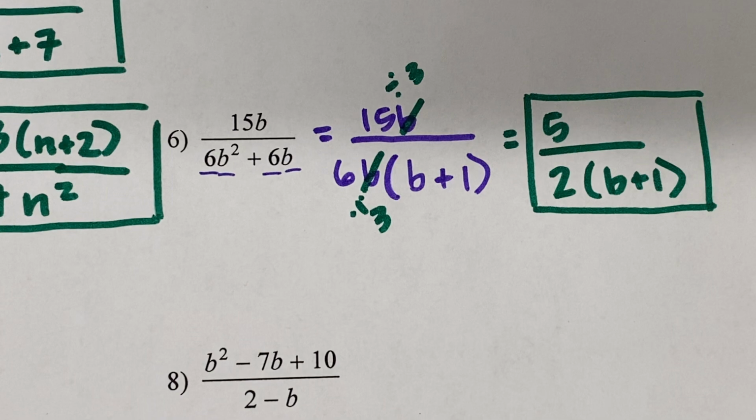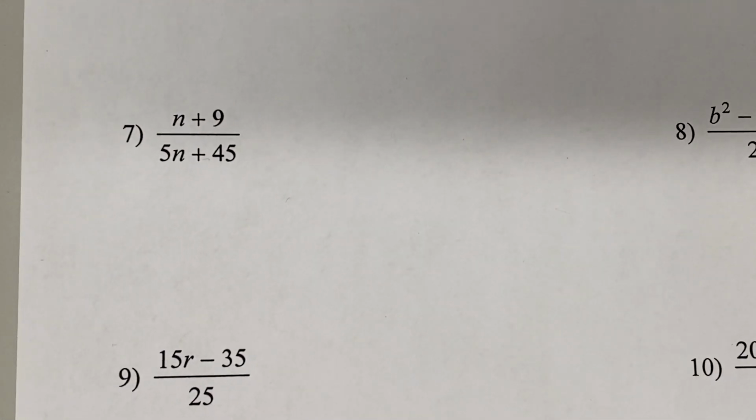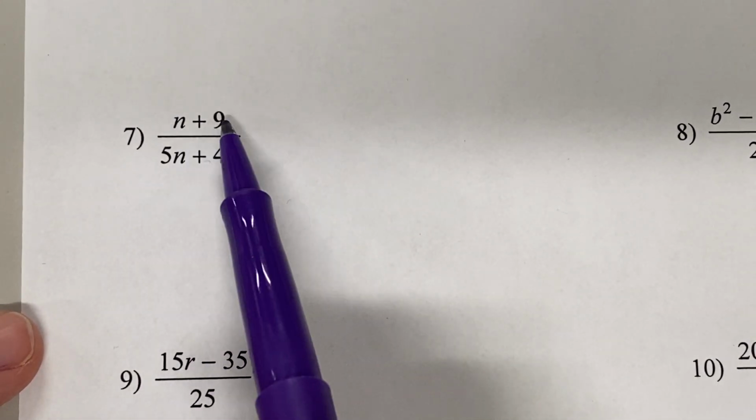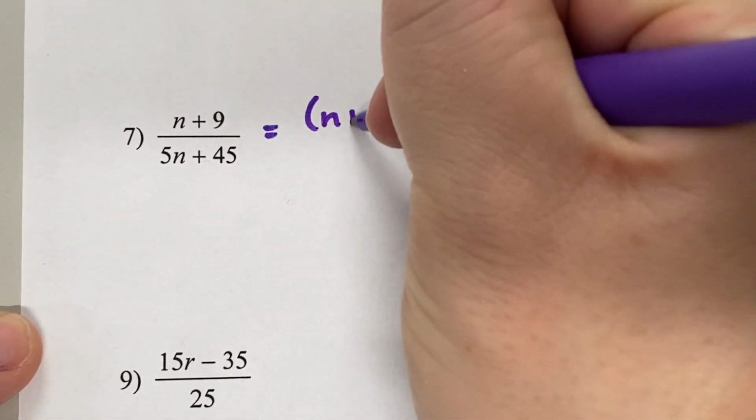Awesome job. All right, number 7. Okay, so again, let's look at our numerator. Can't factor this guy because they have nothing in common. We're not playing the number game. So on top, we're just left with n plus 9.